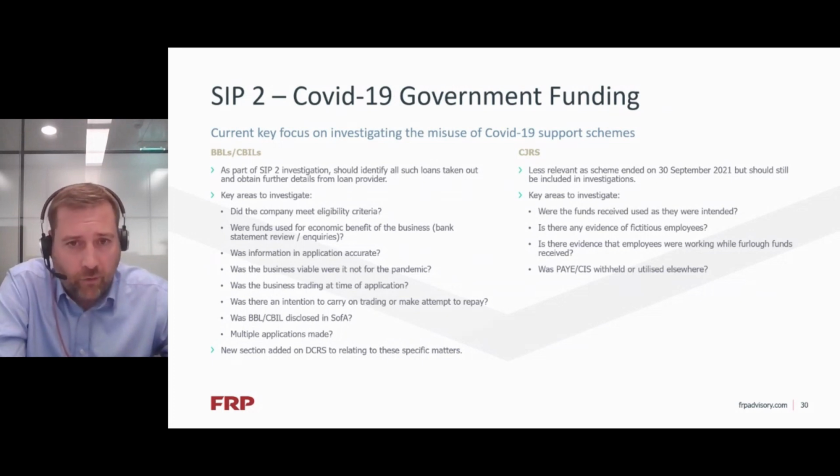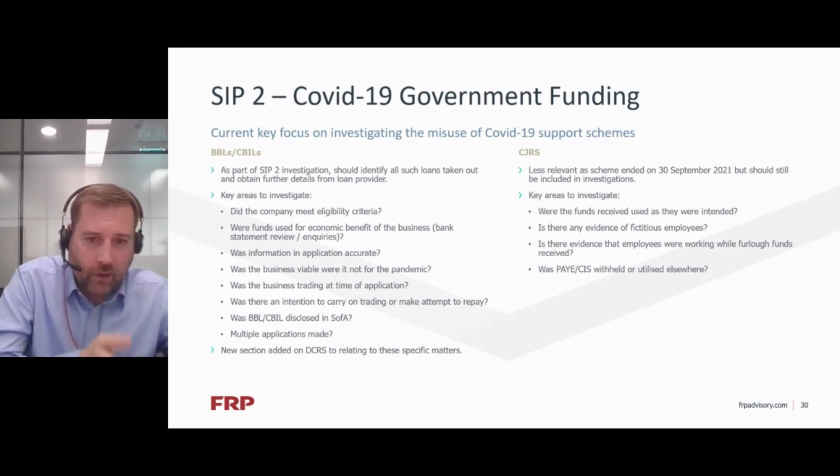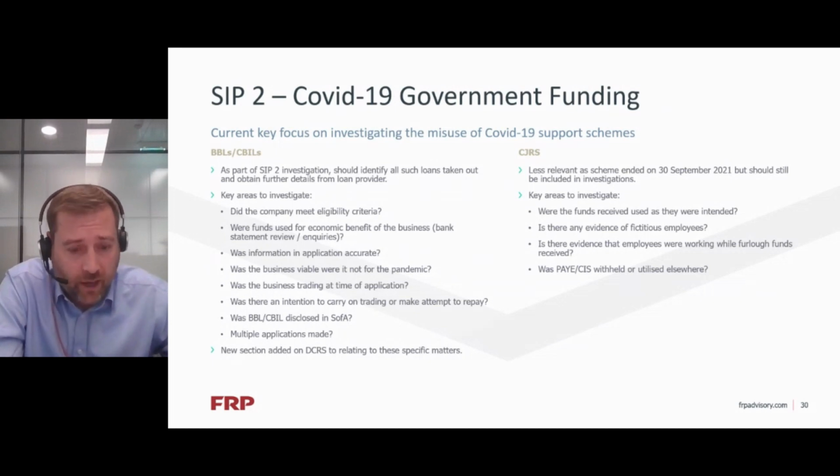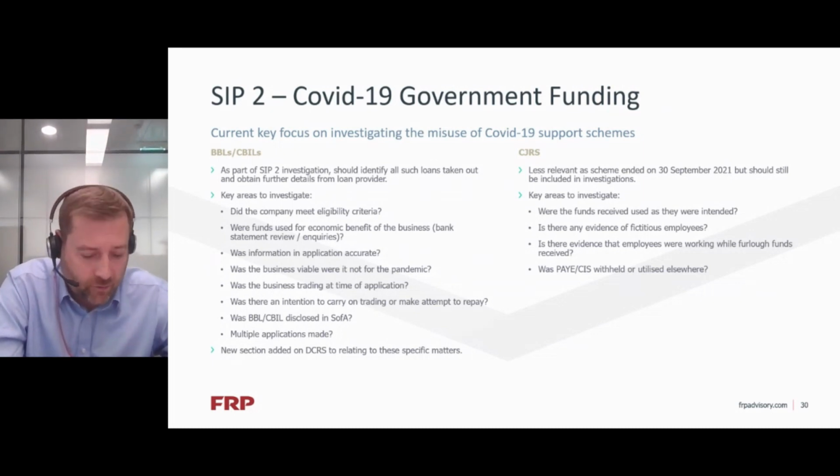So from that perspective, we should be contacting the banks in question to get copies of the loan documents and loan applications. Areas to look at: Did the company meet the criteria? Were the funds they obtained used for the benefit of the business and not used elsewhere? Was the information supplied accurate? Was the business viable? Were it not for the pandemic, was the business trading at the time of application? Was there an intention to carry on or repay? Was it disclosed in the information that we requested from the directors?